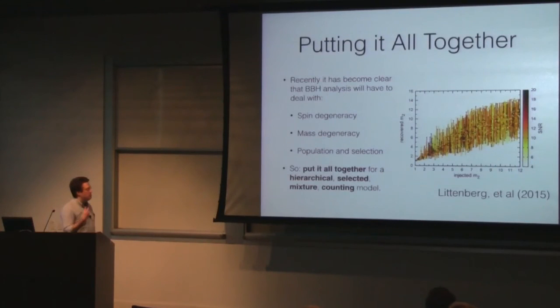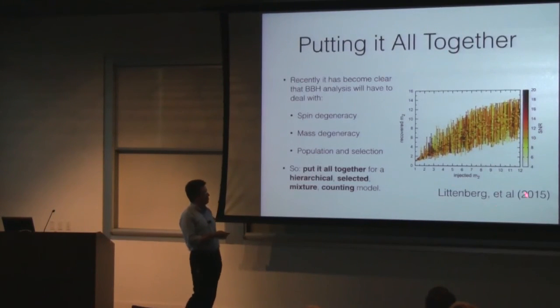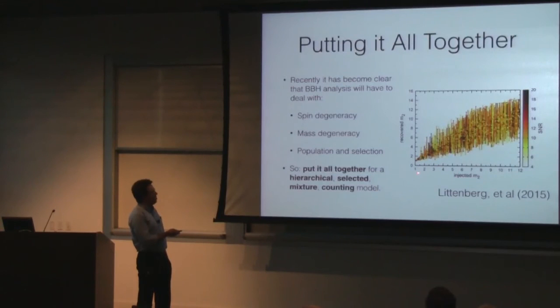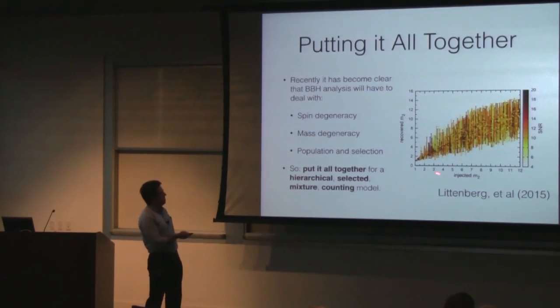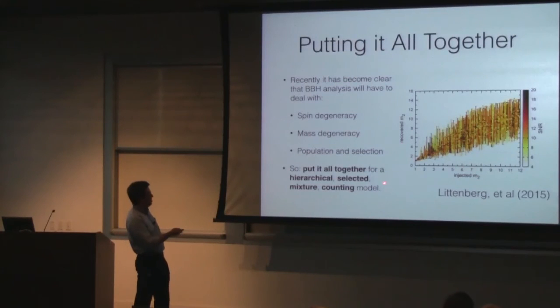And in fact, it's recently become clear, this is a paper, I wasn't involved in this paper, but it's from the Northwestern group, Tyson Littenberg led the paper, and Ben Farr was also on it, and it's showing a big injection campaign using synthetic signals into synthetic noise. Here's the injected mass of the lighter object. That's the one that could be a neutron star, even if the heavier one's a black hole. Here's the recovered mass, and if you look at these error bars, here is the mass gap, okay? 3 to 5 solar masses.